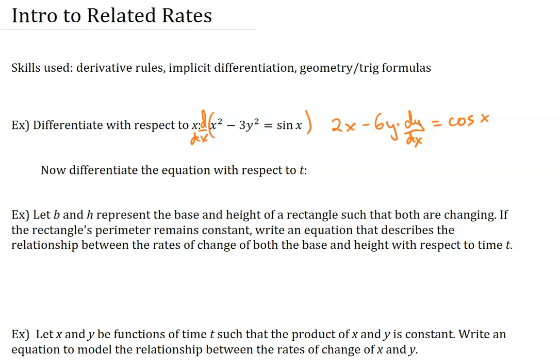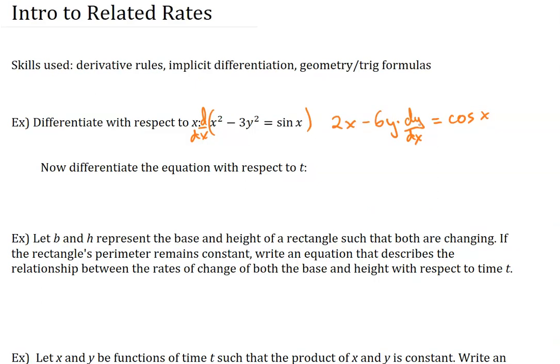Now, the second part says, using the same equation, now we're going to differentiate with respect to t. When we are differentiating with respect to a different variable, we need to implement the chain rule, just like we did here with the y term. We need to implement the chain rule in any place where we have a variable that does not match the variable that is given right here. So let me rewrite this equation. We've got x squared minus 3y squared equals sine x. And now we are taking the derivative with respect to t. T is representing time, as you'll see in the next example, okay?